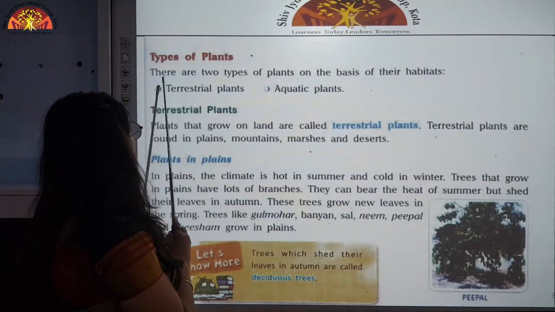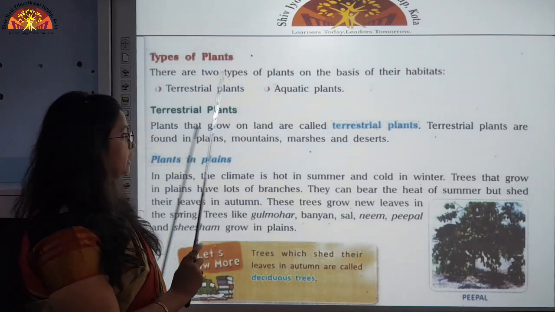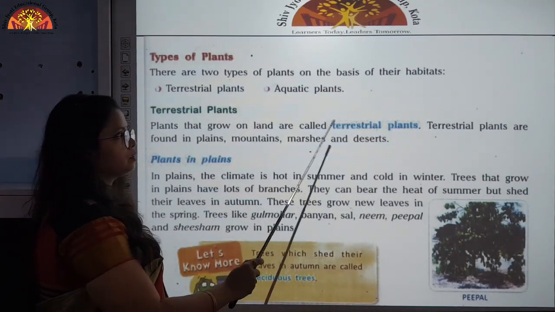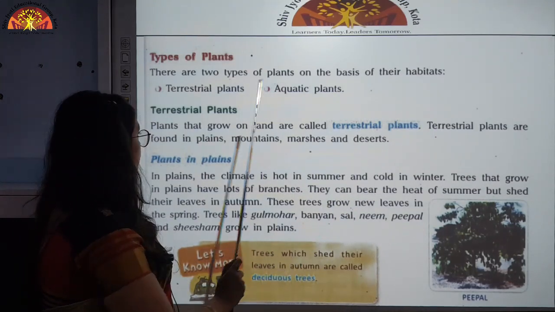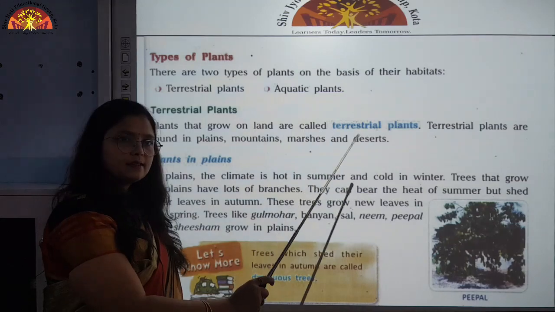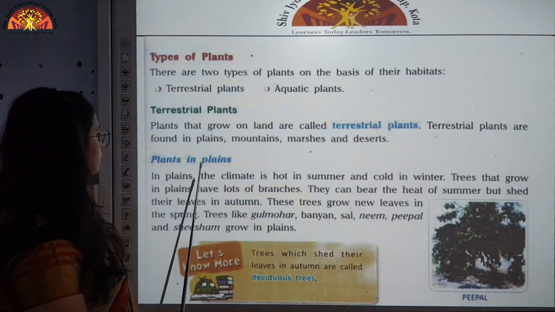So, students, there are 2 types of plants, terrestrial and aquatic. We have just talked about these. So, terrestrial plants, plants that grow on land are called terrestrial plants. Now, terrestrial plants are found in plains, mountains, marshes and deserts that I have told you just now. So, let us start with plants in plains.